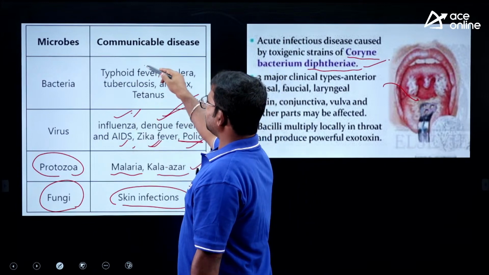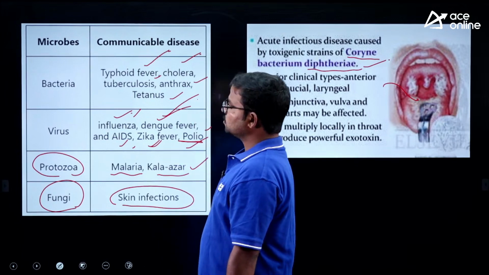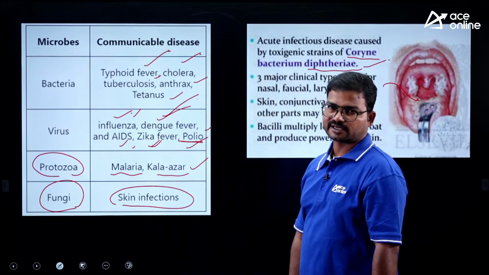Next, bacteria. So typhoid, cholera, tuberculosis, anthrax, tetanus. These are majorly caused by bacteria.